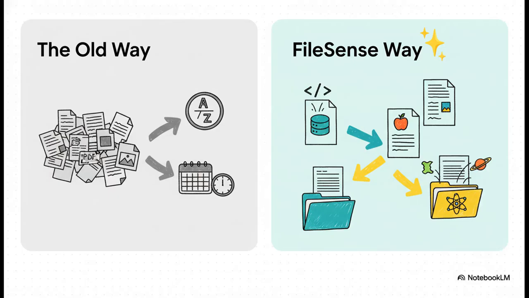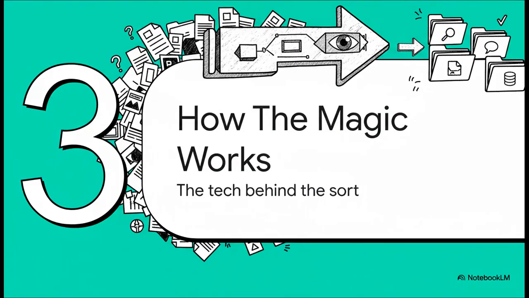I mean, think about the difference for a second. We're all used to the old way, right? Sorting alphabetically or by date. But FileSense can look at a document filled with SQL code and just know it belongs in your coding projects folder. Or it can see a paper about Isaac Newton and file it away under physics. It's a totally new way of thinking about organization. Now, I know what you're thinking. This sounds like magic, but it's actually some really clever technology working behind the scenes. So let's pull back the curtain and see how the sausage is made.